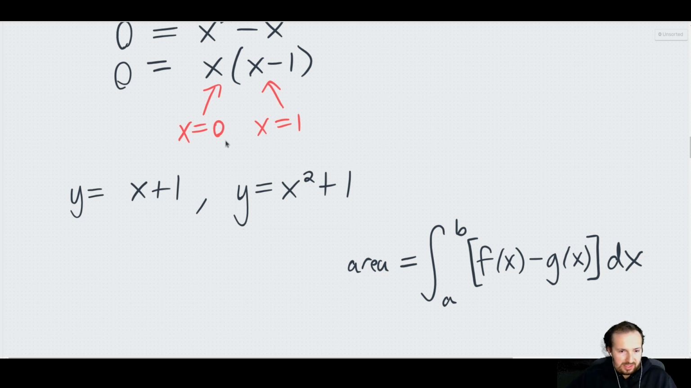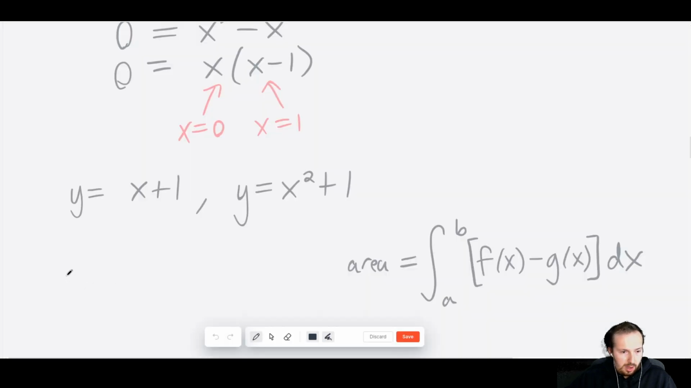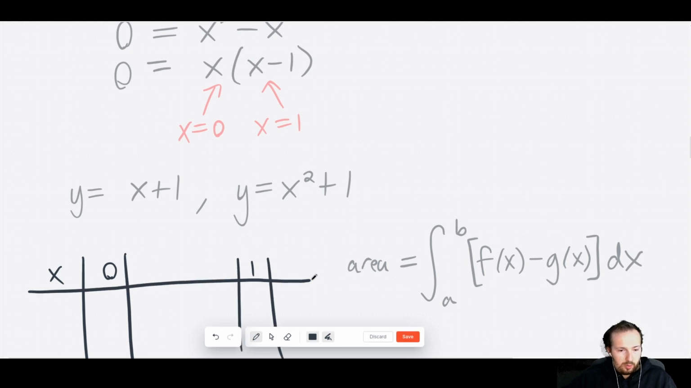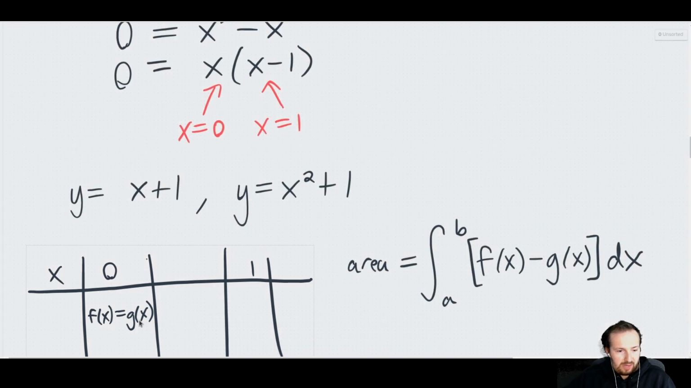But basically, the idea is we already know that they're the same at x equals 0 and at x equals 1. So at 0 and then 1, at these values, we already know that f of x equals g of x. That's kind of the whole point of what we just did above. Those are the intersection points. And if you're not sure about that, check it.